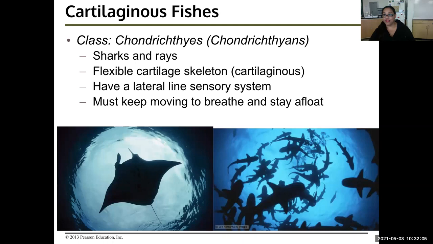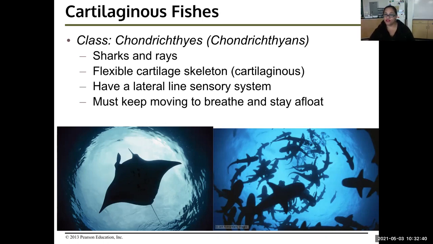Cartilaginous fish means they are made of cartilage. Their class is called chondrichthyes, or they're called chondrichthyans. And these are the sharks and the rays. So they don't have a typical skeleton like us. They have cartilage as their skeleton. Cartilage is what our ears are made of. It's kind of flexible. They also have a lateral line sensory system, which actually senses other sharks and rays so they can swim around in a school as one unit.